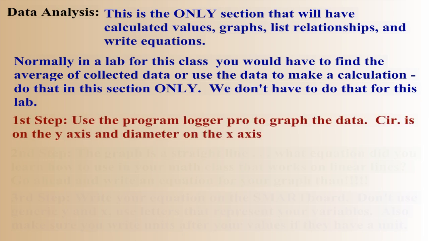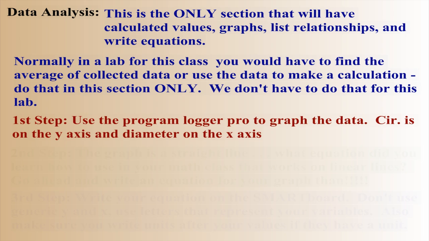So the first step, you are going to use a program Logger Pro. So someone's going to have to log into the computer, doesn't matter who, someone in your group, and then you're going to have to open up Logger Pro and you are going to create a graph. Okay, and these are the types of things that you're going to have to remember. Circumference goes on the y-axis, diameter is on the x-axis.